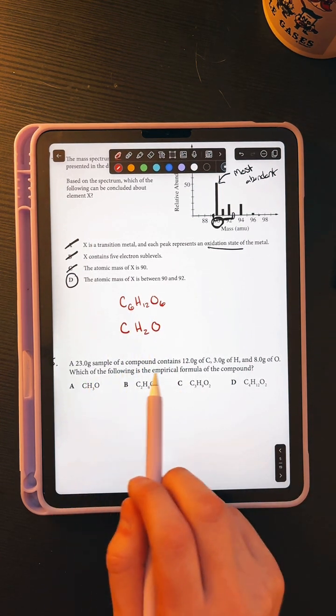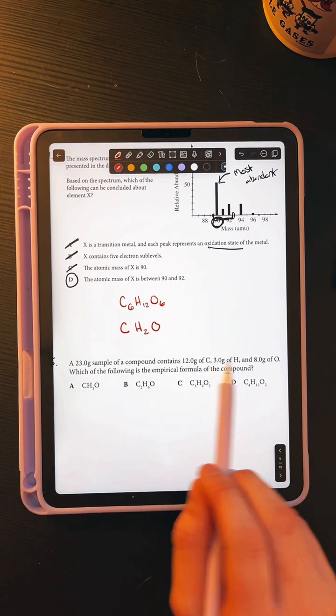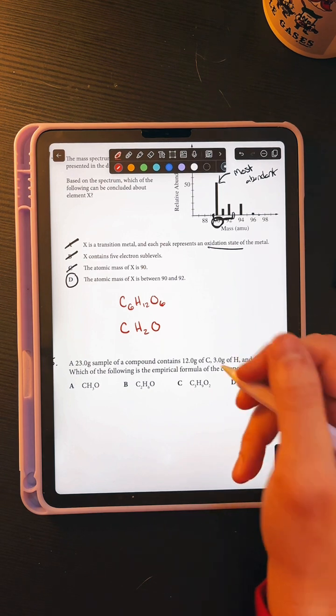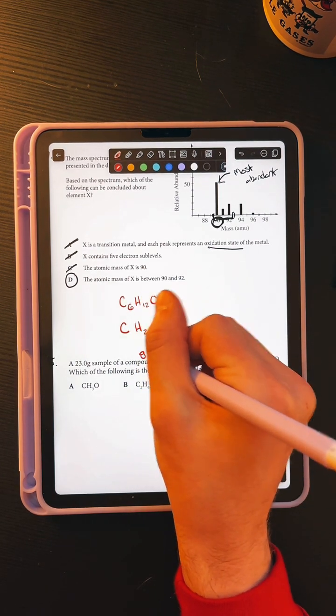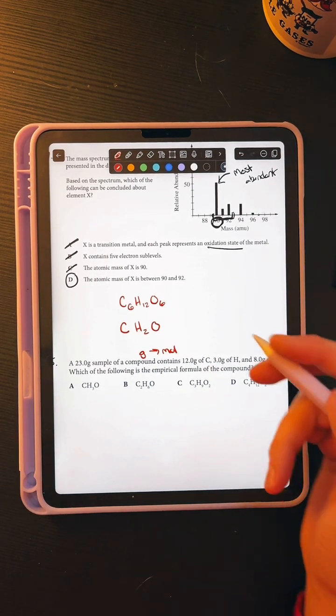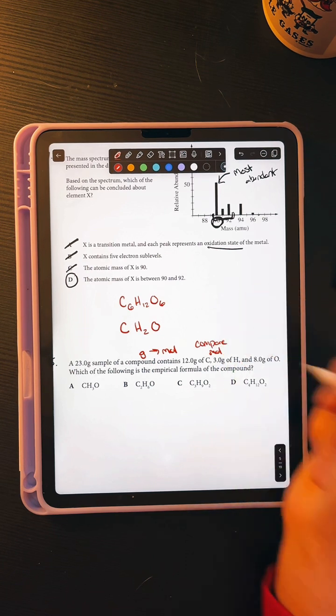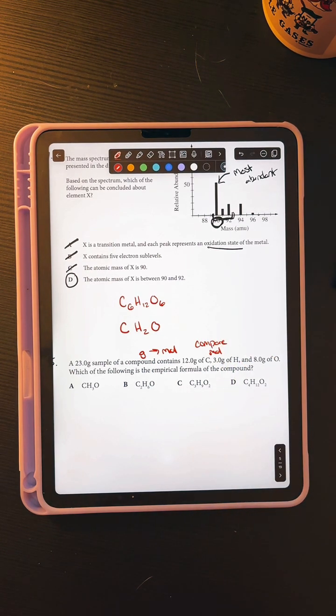So in a question like this, which of the following is the empirical formula of the compound, and we're given masses, what we need to do is go from grams to moles of each one of these and then compare moles, because that's the only way that we can figure that out.